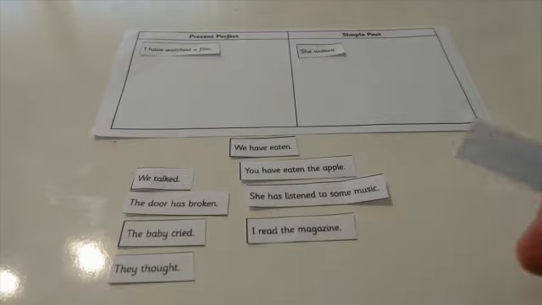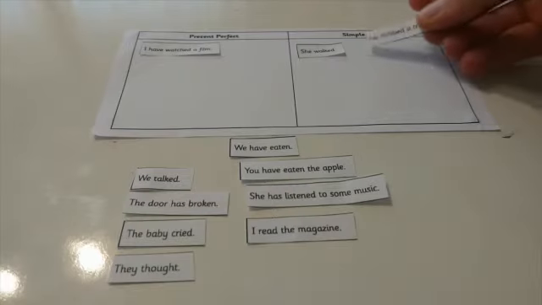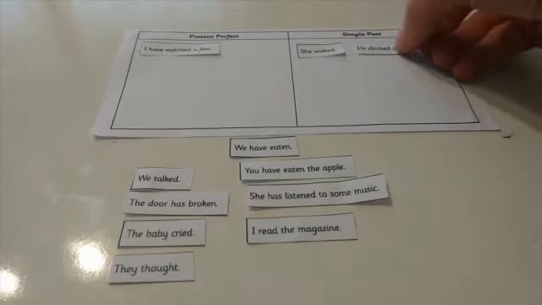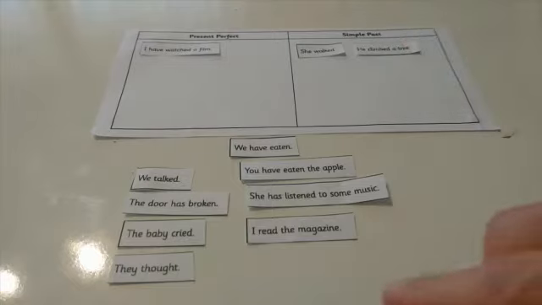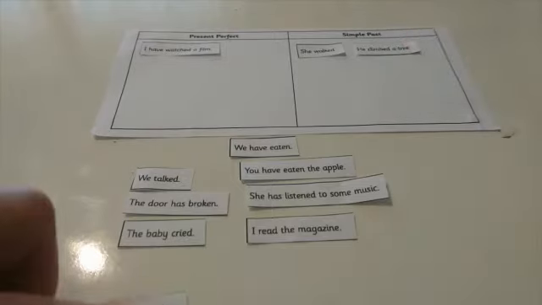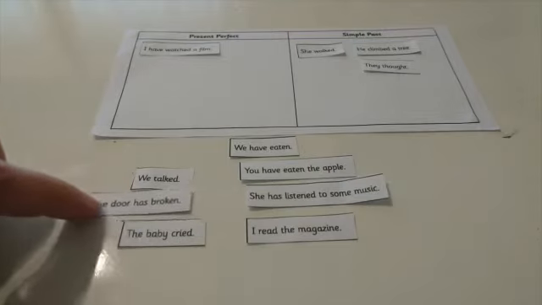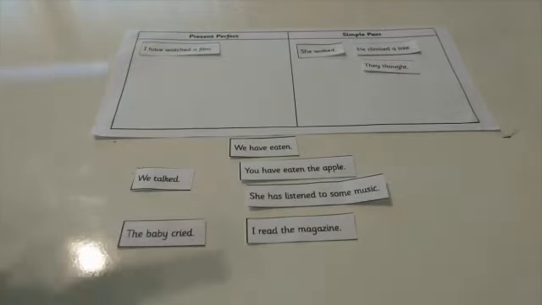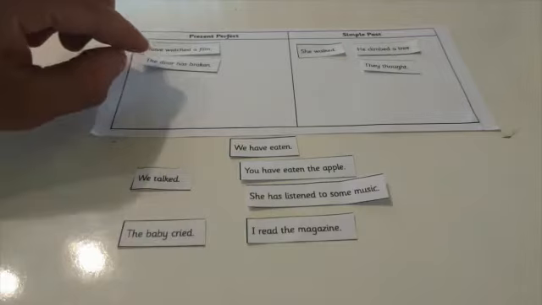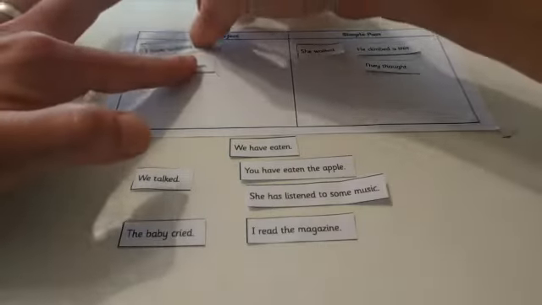Make sure he's careful when he's doing that. That would be the simple past. Again, we have no has and no have. All right. They thought would be simple past. Thought is our past tense verb. Okay. The door has broken. That's the present perfect. Okay, the clue is it's got has.